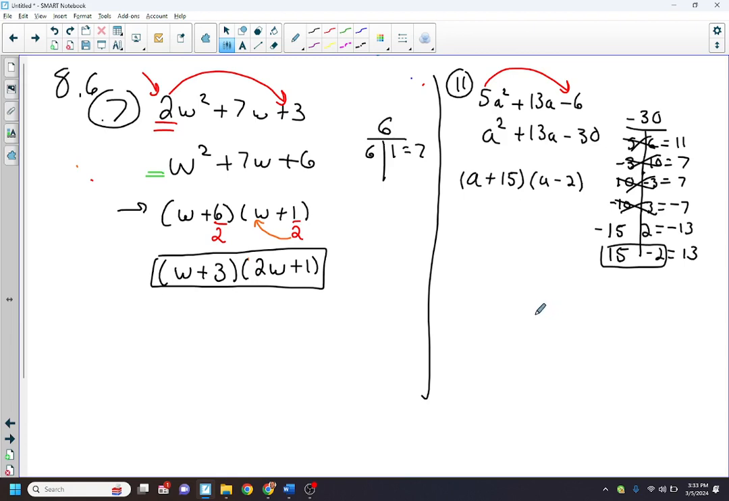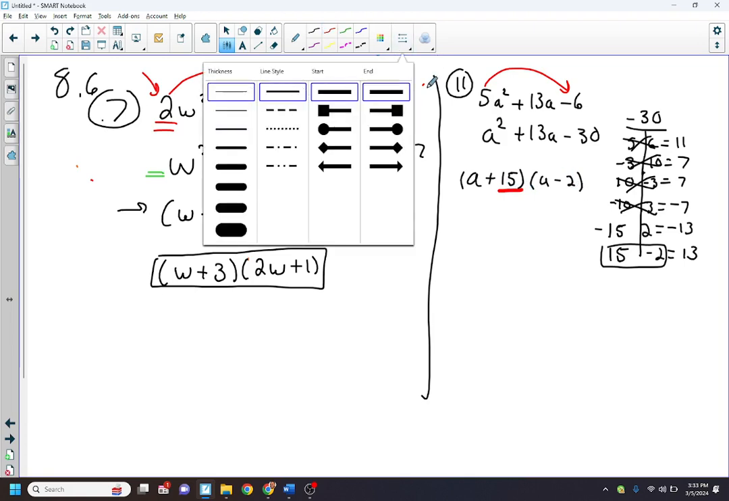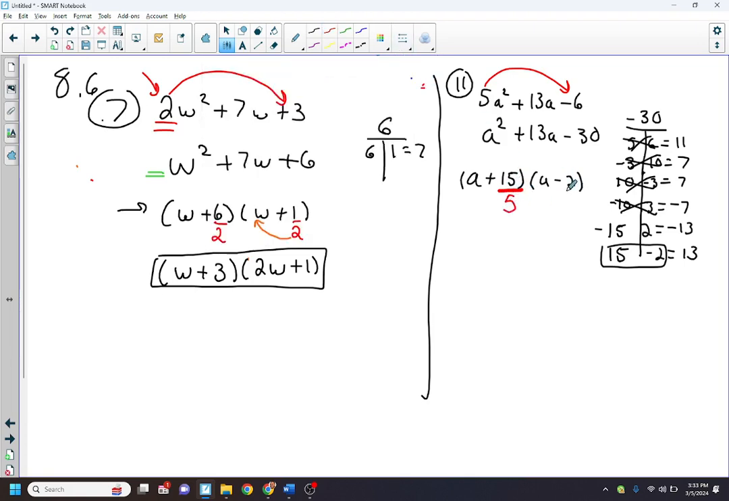This is going a bit too fast, if I'm being honest. We are going to now divide both of them by what we borrowed. a plus 15, so we're going to divide both of them by 5. Because I borrowed a 5. So the first is a plus 3, because 15 divided by 5 is 3. This one, the problem is 5 does not go into 2, so I'm going to move it back to front. So 5a minus 2.